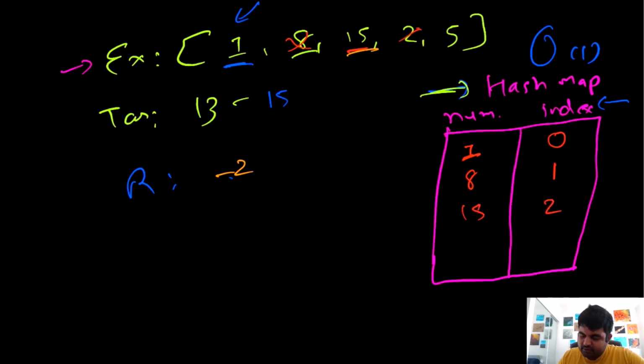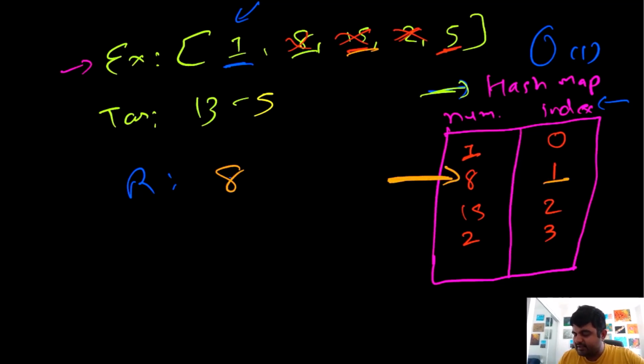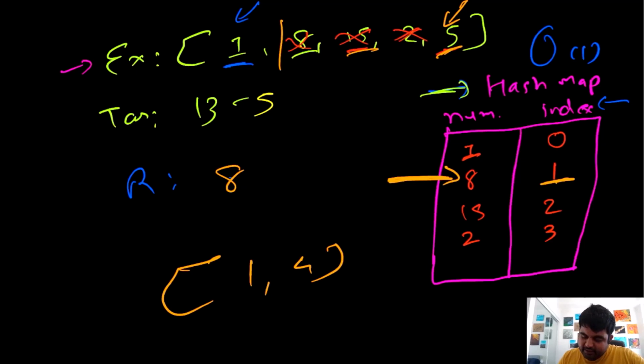Again for this 2, the 11 does not exist, so we'll add an entry for this 2, and the index value is 3. Now when we are at this value number 5, we will do 13 minus 5. So 13 minus 5 gives us the value as 8. Now in the hash map, we can clearly see that 8 exists over here, and its index position is this one, and we are iterating this 5, so we know the index value of this 5. So we can clearly return the value of this pair as 1 and 4, which are the corresponding index values of this 8 and 5, and that would be our solution, and this answer would be the perfect solution.